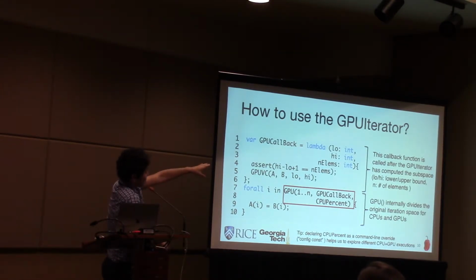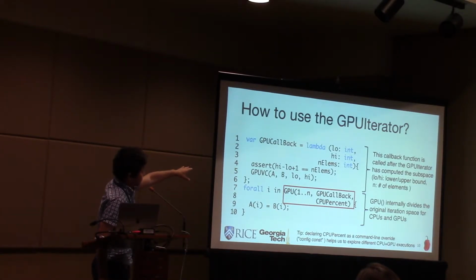These can be used from a lambda function here. After the module divides the iteration space, you can get the lower bound, the higher bound, and the number of elements. The number of elements is actually redundant, but for the current version we just give it to the user so the user can verify that the GPUIterator collectively computed their subdomains.